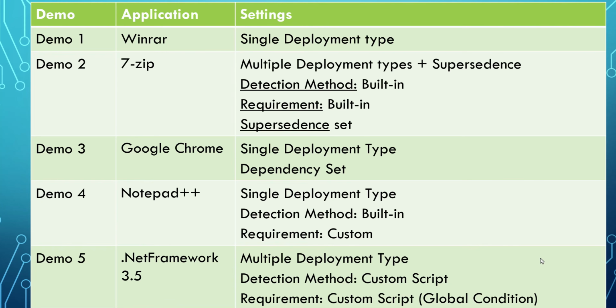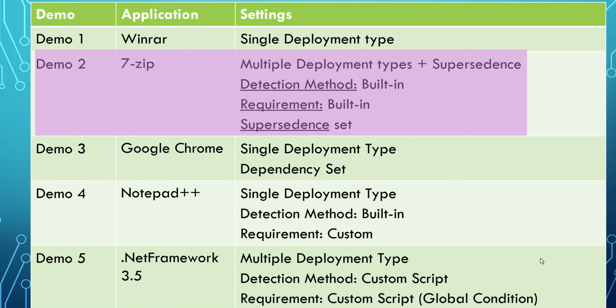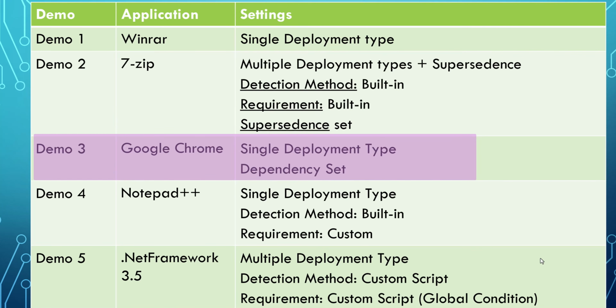Now we have to go through a few demos. I will be giving you demos for 5 different applications with different settings. Demo 1 will be for a single deployment type, very simple. The second demo will be multiple deployment types and supersedence. Here the detection method and requirement will be built in. Demo 3 is a single dependency with deployment type and dependency. I am going to show you a dependency.